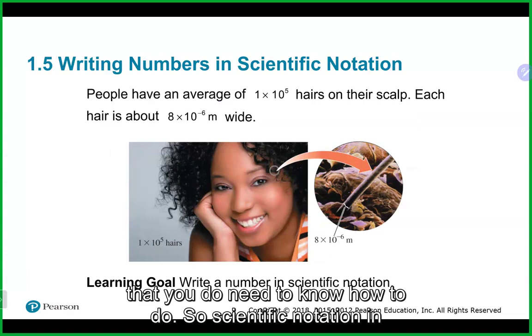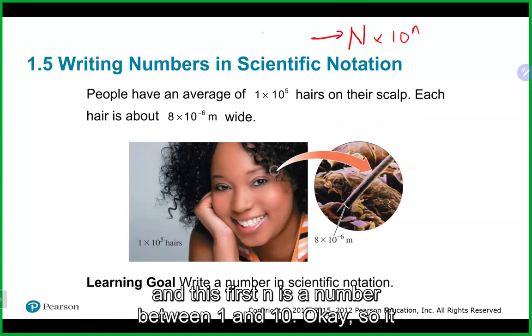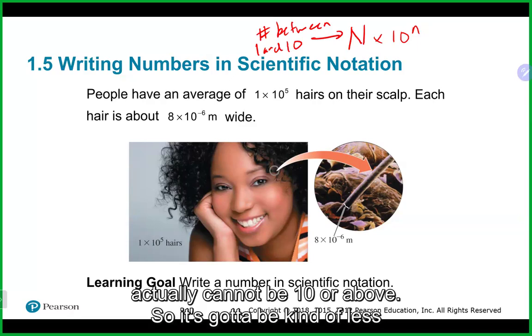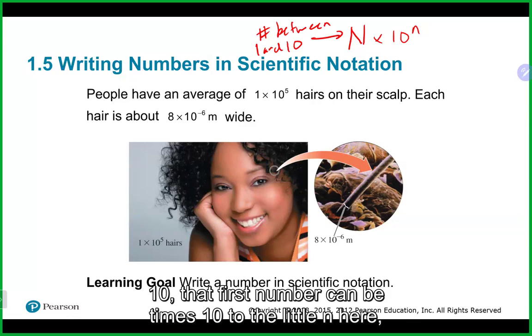So scientific notation in general is this formula here, which is N times 10 to the n. And this first N is a number between 1 and 10, okay? So it cannot be less than 1 to do proper scientific notation. It actually cannot be 10 or above. So it's got to be less than 10, but it can be 1. So anywhere from 1 to just under 10, that first number can be.